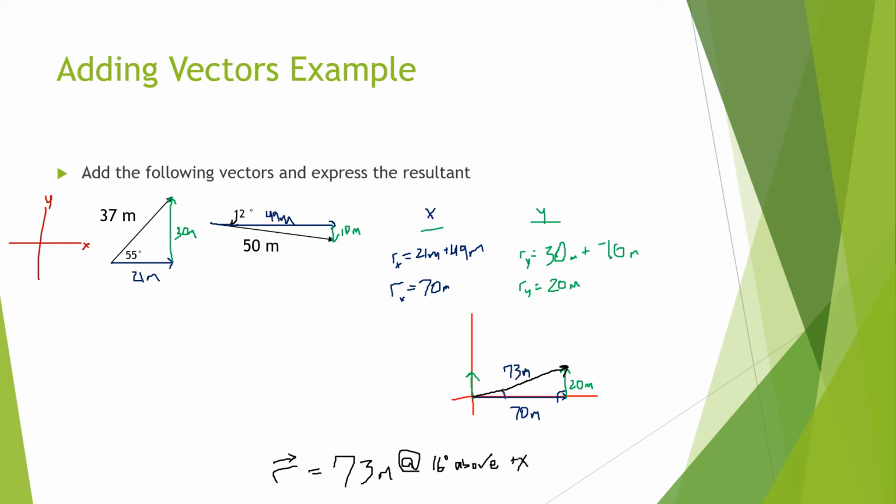So this vector is 73 meters at 16 degrees above the positive x-axis.